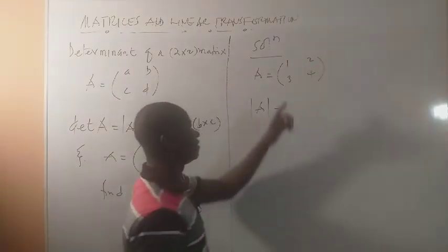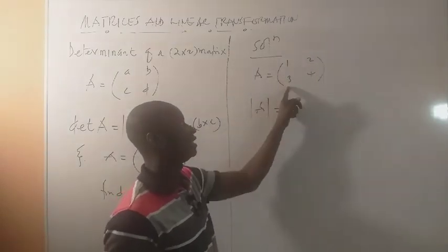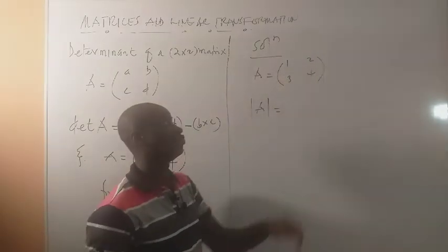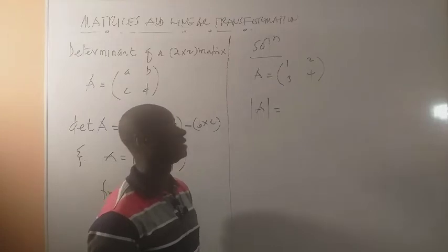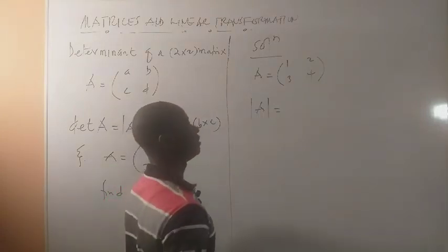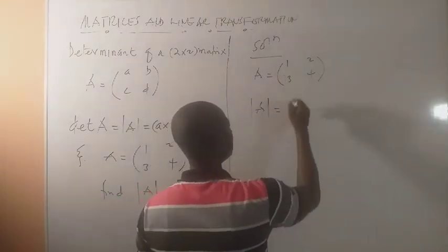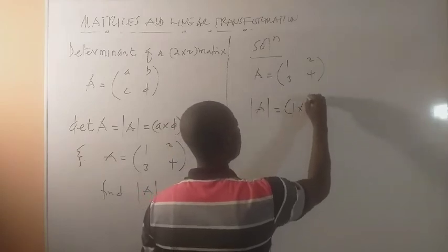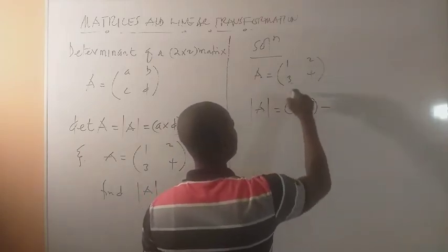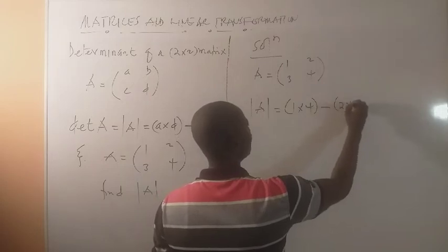Don't forget that this is the first element, the second element, third element, and the fourth element in the matrix. You know that the members in the matrix, we call them elements. So when you are finding the determinant, you multiply the first element by the fourth element. That is 1 times 4 minus the second element times the third element. That is 2 times 3.